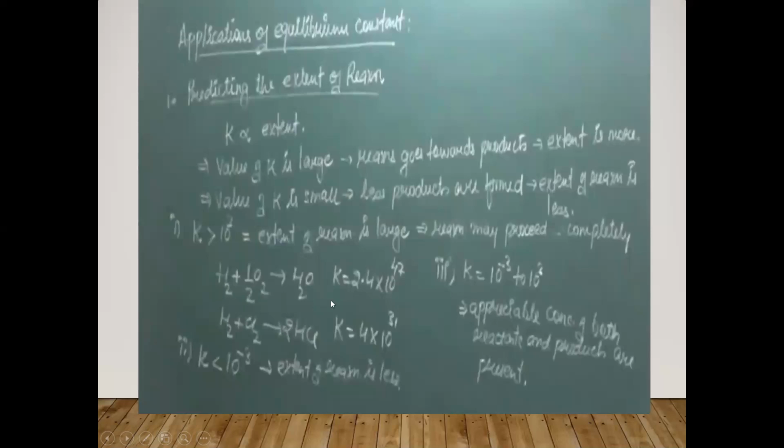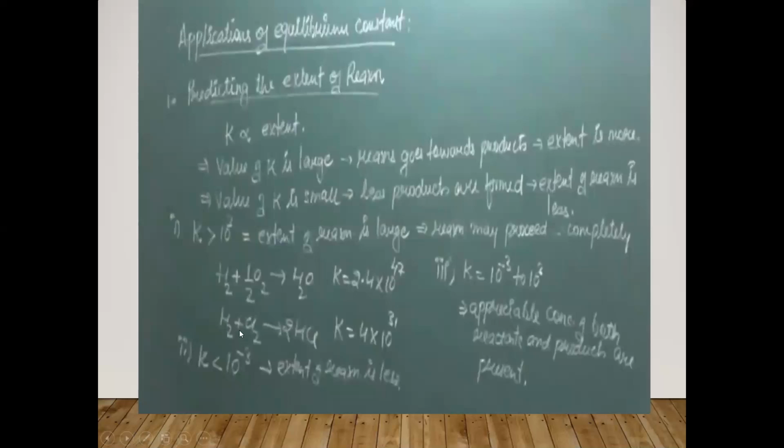and for this reaction the value of equilibrium constant K is 2.4 into 10 to the power 47, which is much more than 10 to the power 3. बहुत ज्यादा बड़ी है, so it means the value of K is very large. तो इसका मतलब क्या हुआ, the extent of reaction is very large, means ये reaction approximately complete हो जाती है, तब जाके कहीं equilibrium आता है इस reaction में.